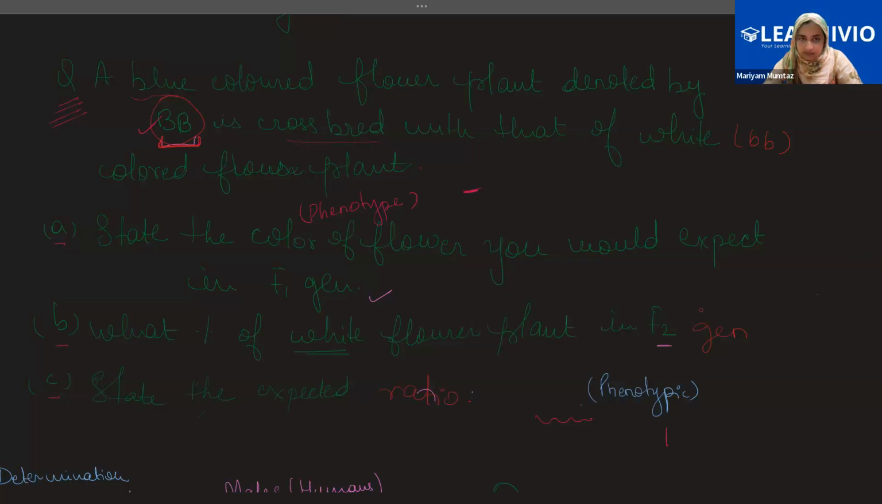Ma'am, can I tell the answer? For the color of the flower, I think there will be one which is blue, two which are light blue, and one which is white. Did you make the cross? No, I'm guessing. Always make the cross, because then your answer will change. Make the cross.